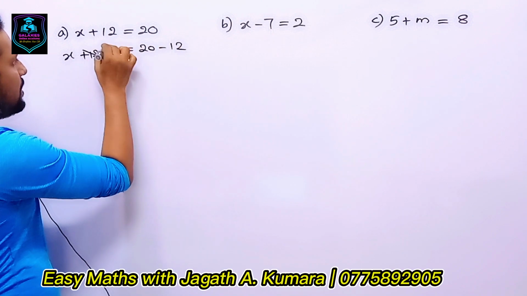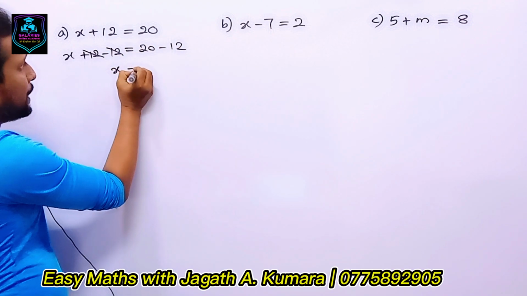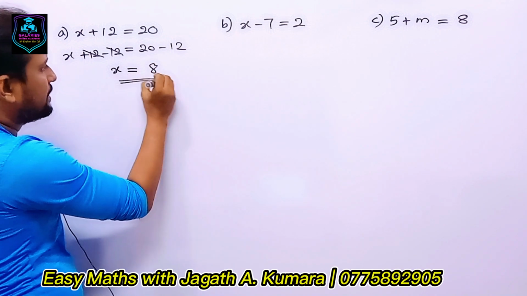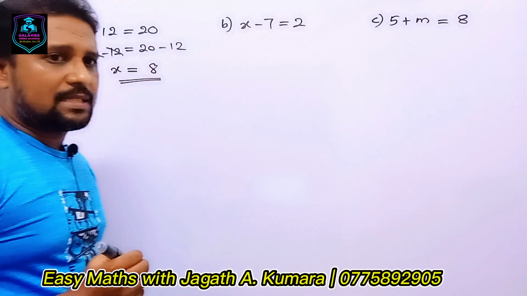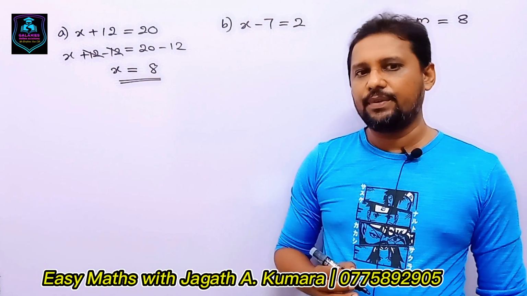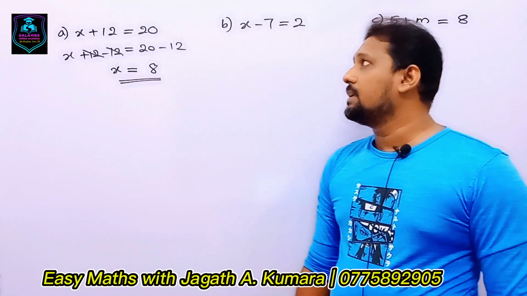Then this plus 12 minus 12 cancels. X equals 20 minus 12. 20 minus 12 is 8. So the first answer is x equals 8. Right? It is the first question of the review exercise. Then let's go to the second one.